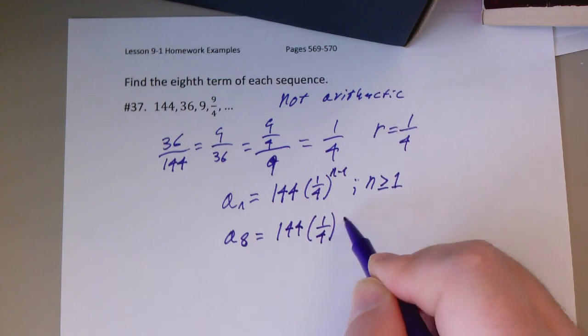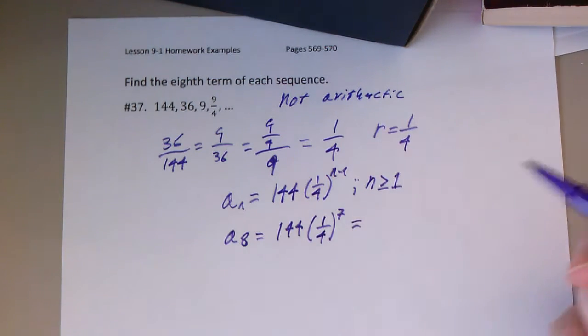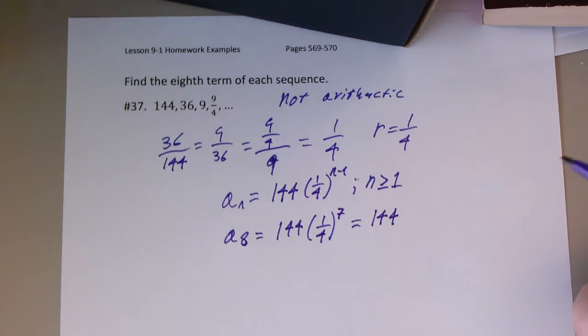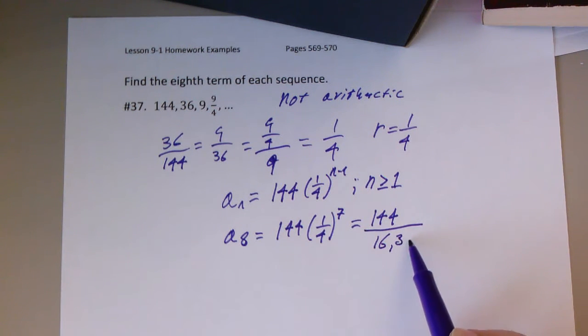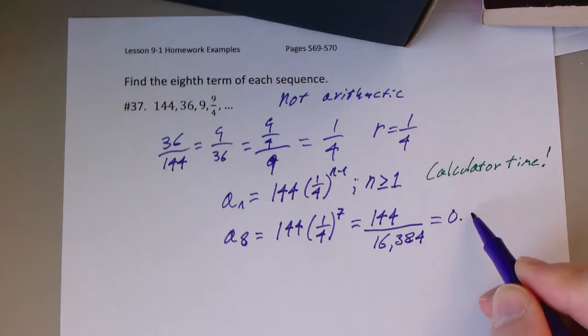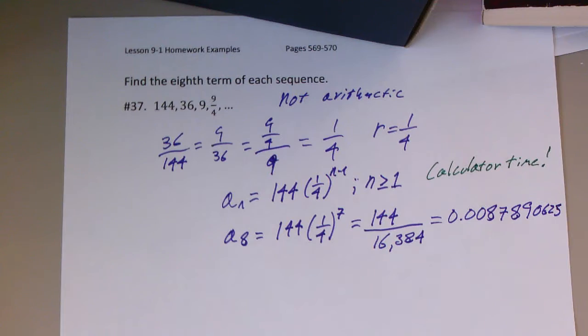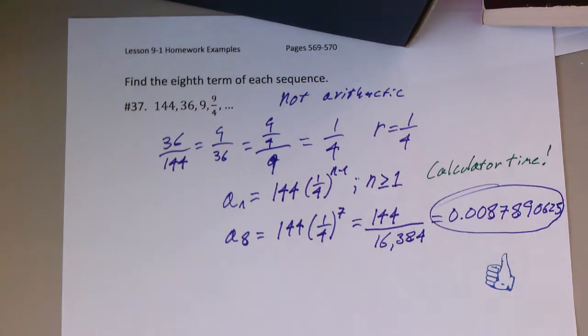Okay, so our 8th term, we raise 1/4 to the 7th power, and we end up with 144 divided by, I had to use the calculator here. And it's a great big ugly fraction right here. Okay, so we can work this out with the calculator and get a decimal answer. But I really don't like seeing decimal answers. I'd rather see a fraction.